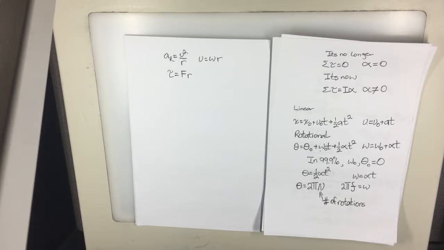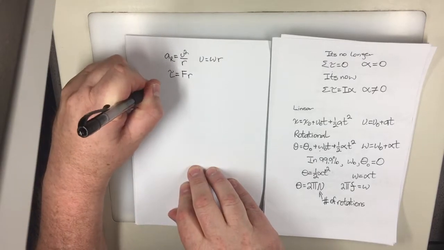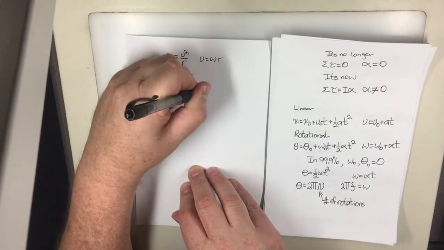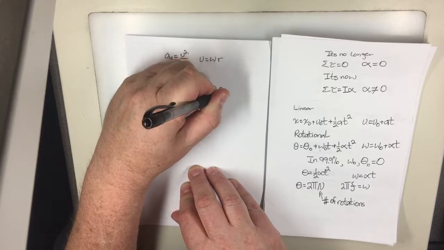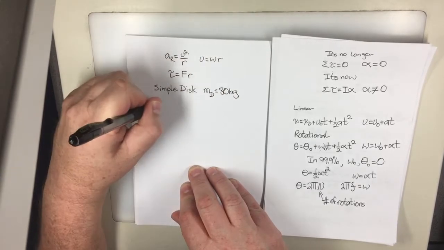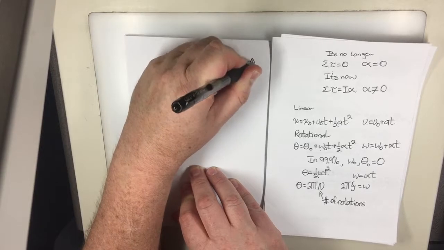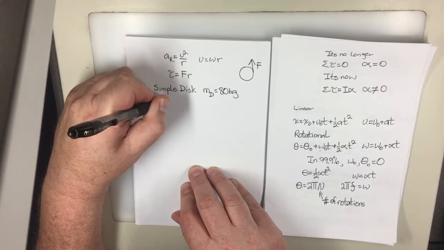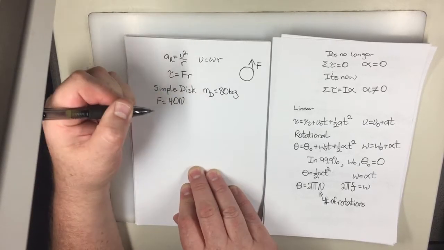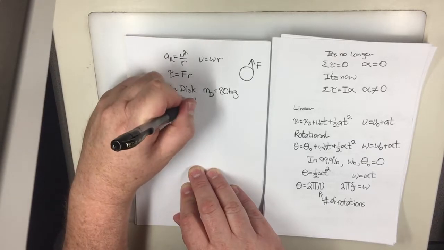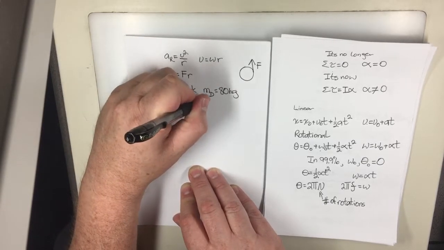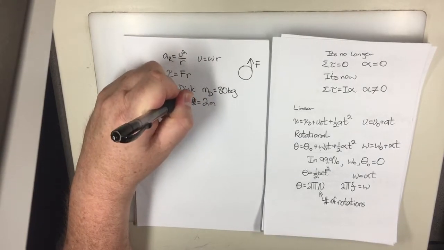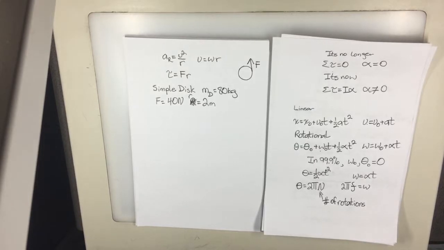So with these types of rotational problems, let's have a simple disk. The mass of the disk is 80 kilograms. The force of the rocket on the disk, we're going to say, is 40 newtons. The radius of the disk is 2 meters, and I'm going to be bad. I'm going to interchange little r and big R so often, but I'll keep it with little r.